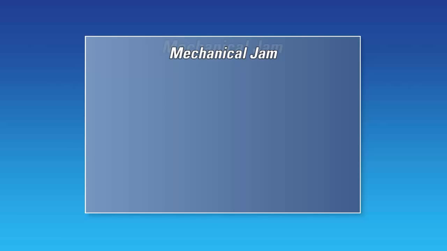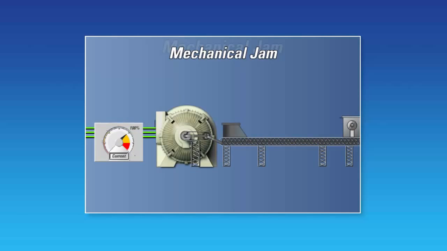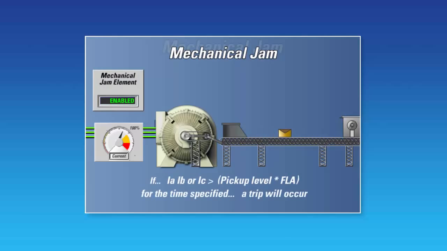Mechanical jam detection. If enabled, the mechanical jam element will operate in the following way. After the motor has started, if any one of the motor's phase current magnitudes exceeds the jam pickup level setting for a period of time specified by the jam delay setting, the relay will generate a trip. The pickup level for the mechanical jam trip should be set higher than the maximum phase current that is expected under normal operation to avoid nuisance tripping due to momentary load fluctuations.